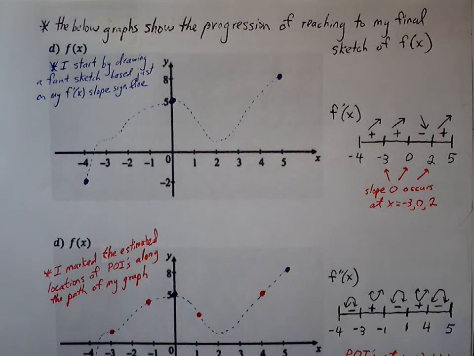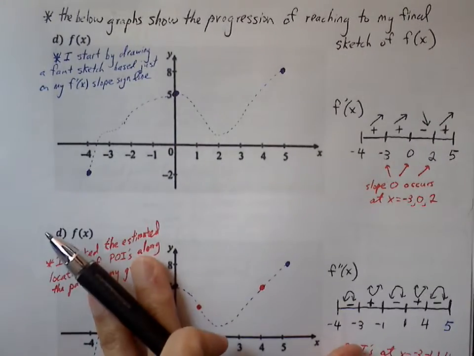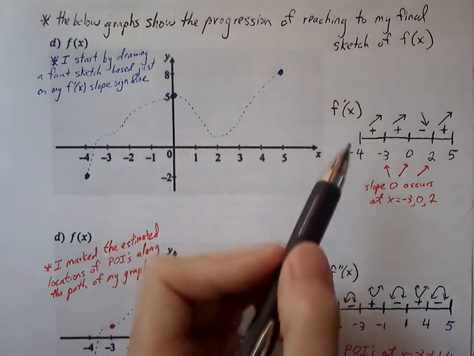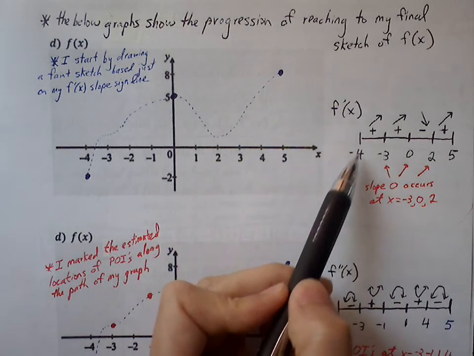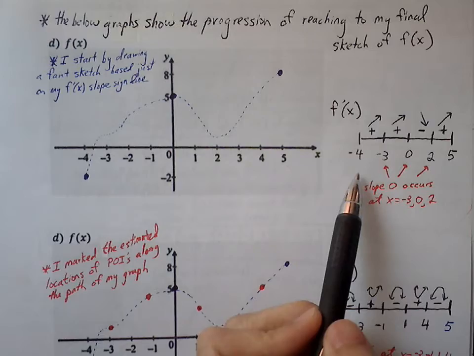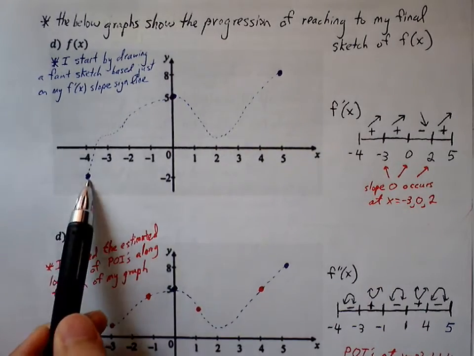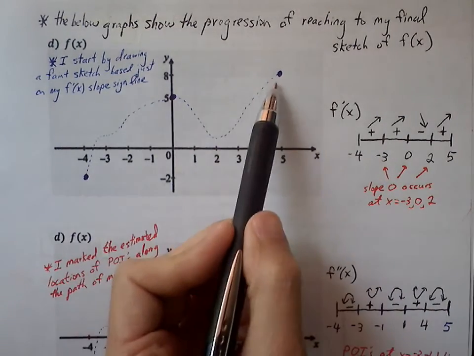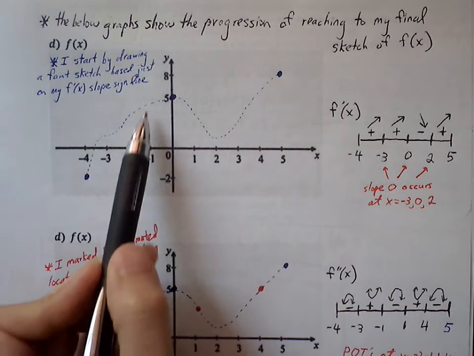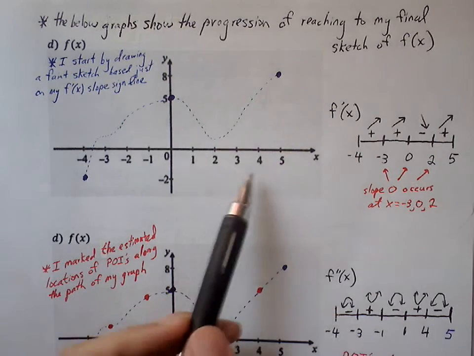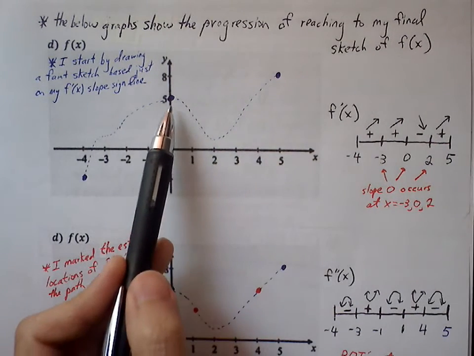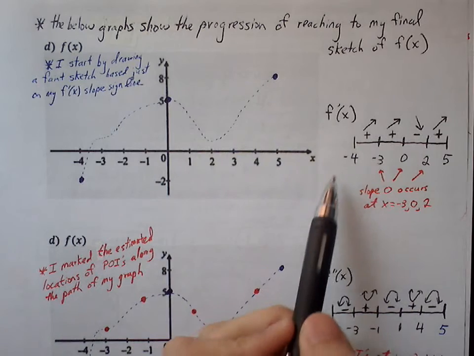using a series of steps. With my f prime sign line, the first thing I'm going to do is mark those ordered pairs that the problem provides for us, just to help give us some starting points and some target points, also points of reference for us.